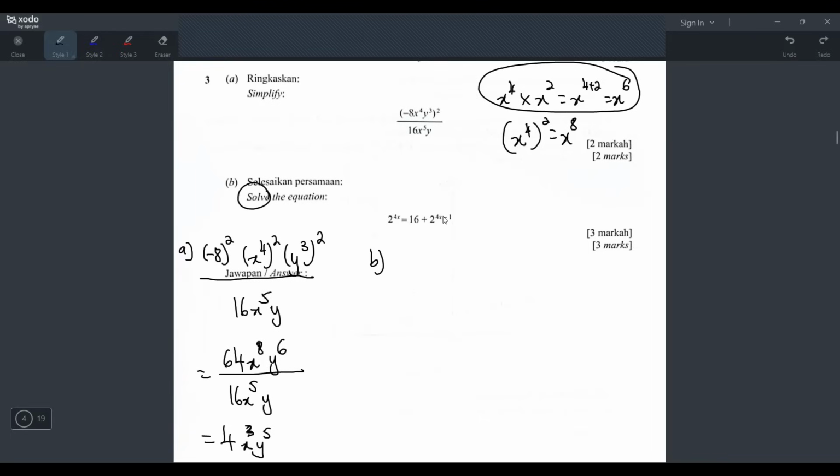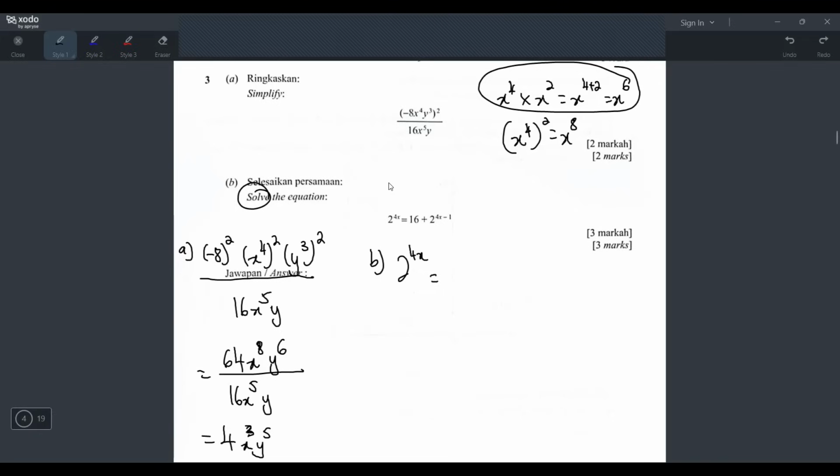Question B says solve the equation, which means find x. Okay, so how to find? 2 power 4x equals to, okay, if possible, we try to change to the same base, right? Because it's an indices question. And how do we change to the same base? Just change all these numbers to the smallest base. Okay, base 2 cannot be changed to any smaller base because base 2 is the smallest base already. You cannot change 2 to any smaller base, so I'm just going to leave it there.